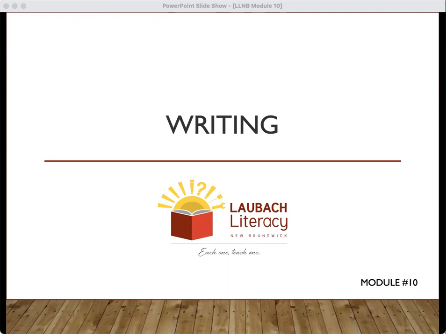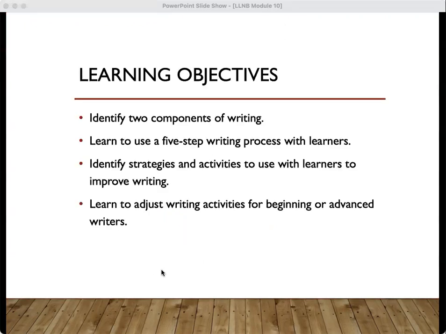goal for a learner. You may have a learner whose goal it is to write a resume and a cover letter, or to write their life story. Reading would be part of that work, but the emphasis would be on writing. During this presentation, we will identify 2 components of writing, learn to use a 5-step writing process with learners, identify strategies and activities to use with learners to improve writing, and learn to adjust writing activities for beginning or advanced writers.